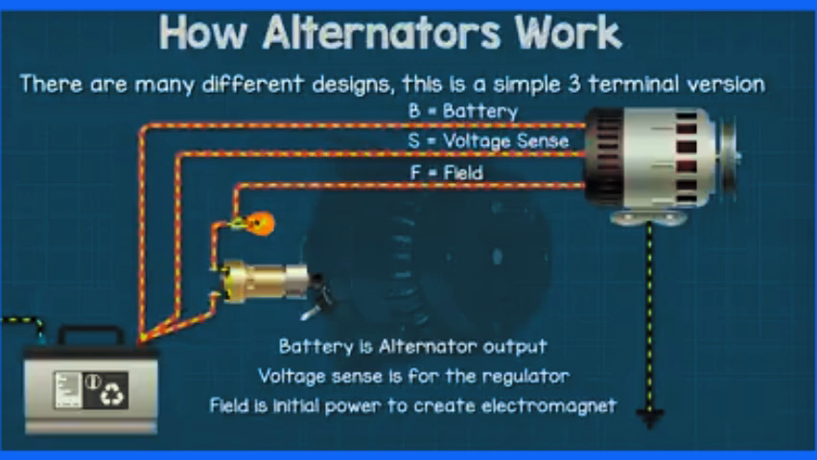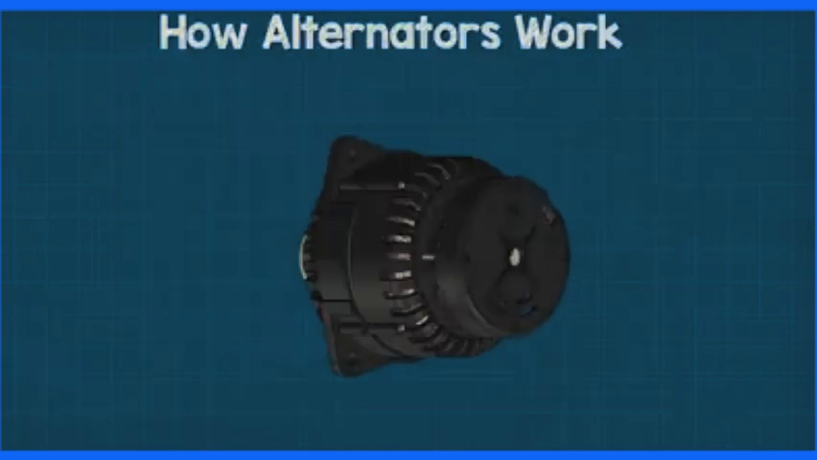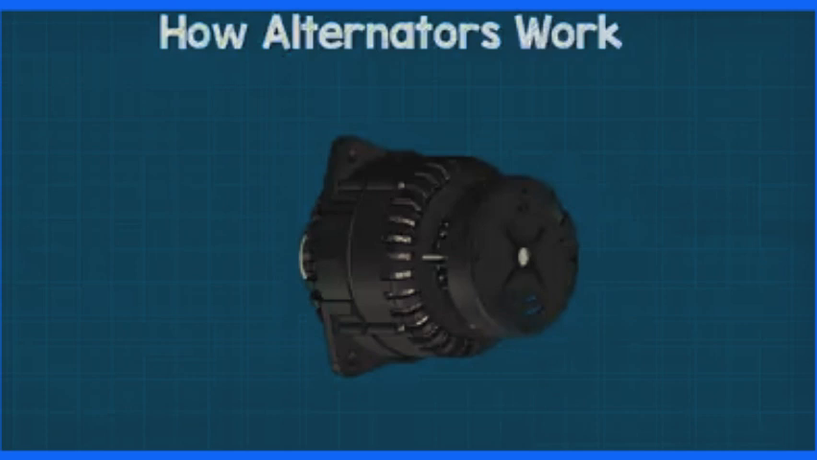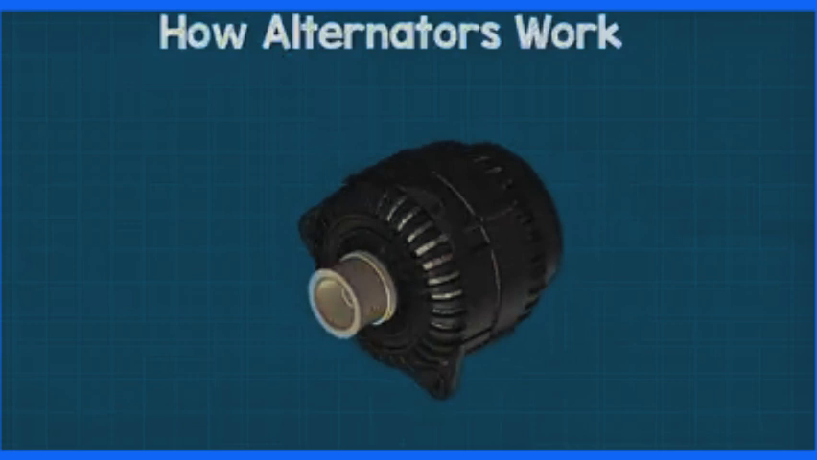To complete the circuit, electricity flows back through the car's frame to the battery's negative terminal. As this unit has an internal regulator and rectifier, we find these components at the rear end of the unit, which is usually under a protective cover. We'll see those in more detail a little bit later in this video.